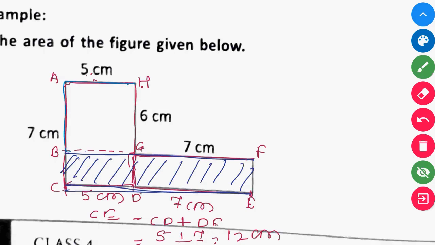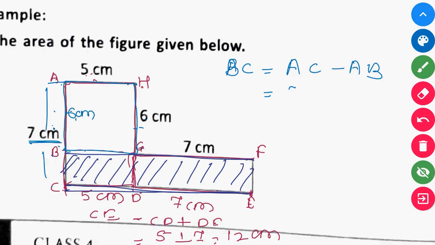Now in this upper rectangle, if HG is 6 centimeter, AB is also 6 centimeter, because opposite sides are of equal length. Now A to C complete is 7 centimeter, in which AB is only 6 centimeter. So what is the length of BC? 1 centimeter. Length of BC is equal to AC minus AB. So 7 minus 6, that is 1 centimeter. So you got the length of BC, that is 1 centimeter. So EF is also 1 centimeter.